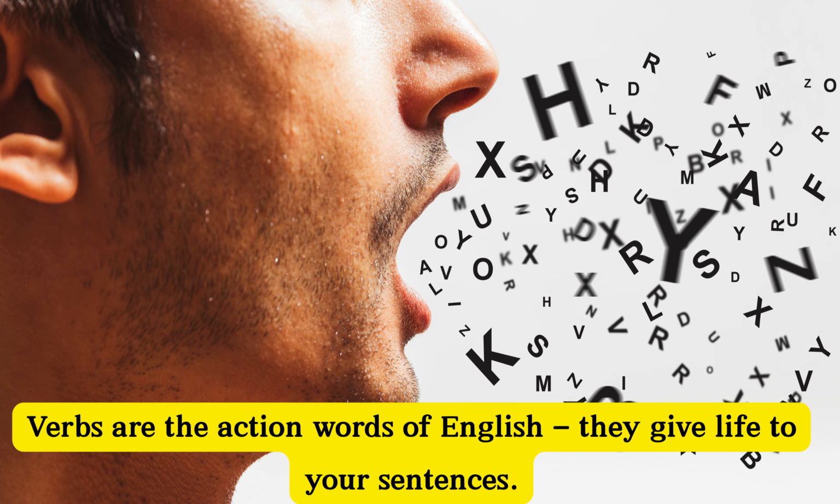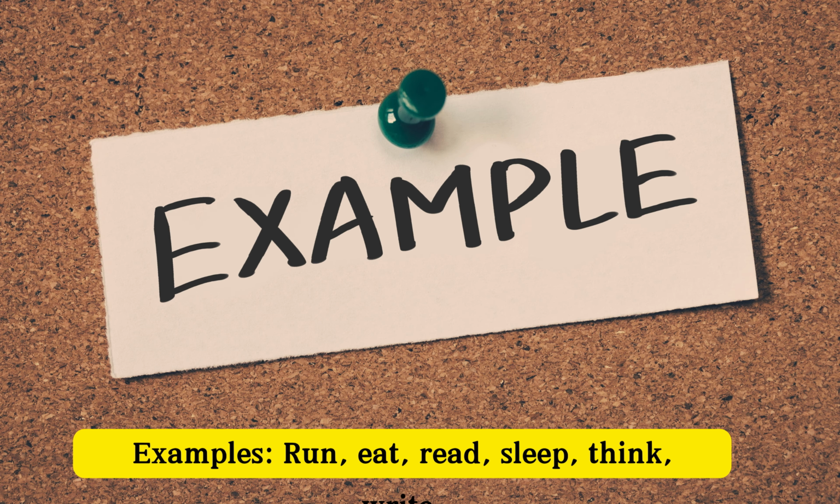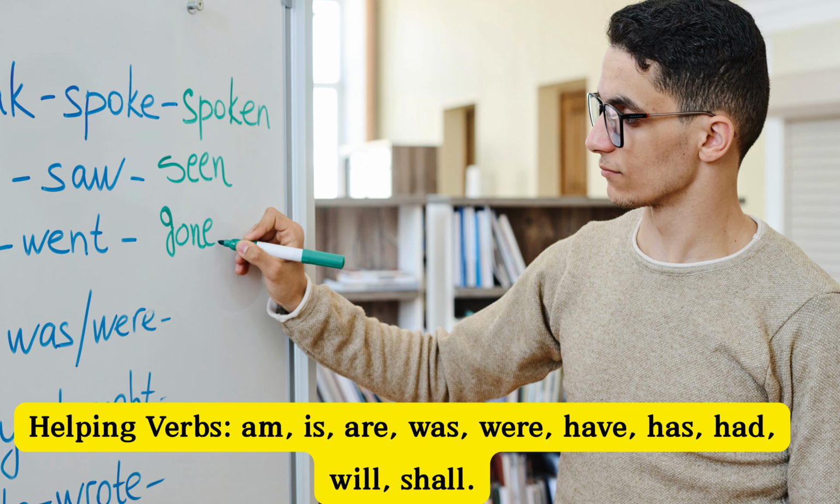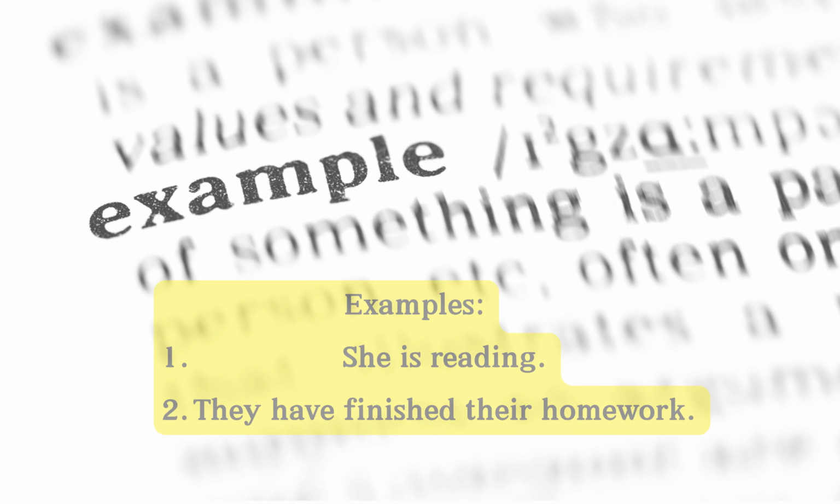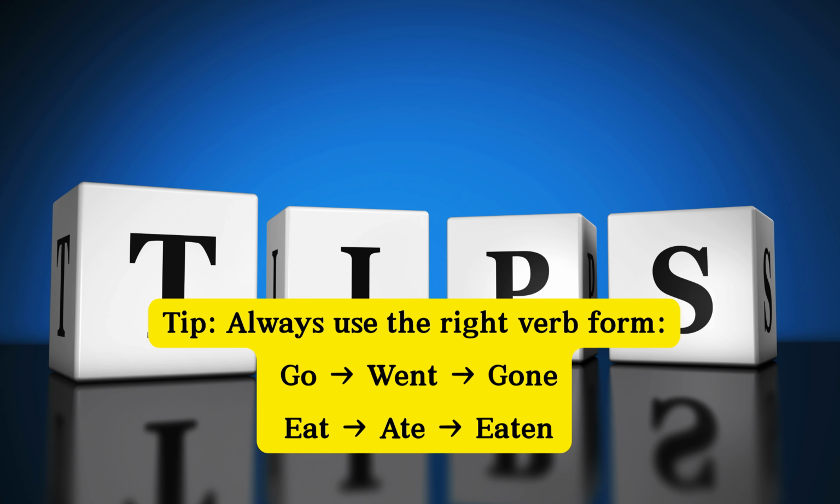Verbs are the action words of English. They give life to your sentences. Every sentence needs a verb. Examples: run, eat, read, sleep, think, write. Helping verbs: am, is, are, was, were, have, has, had, will, shall. Examples: she is reading. They have finished their homework. Tip: always use the right verb form. Go, went, gone. Eat, ate, eaten.